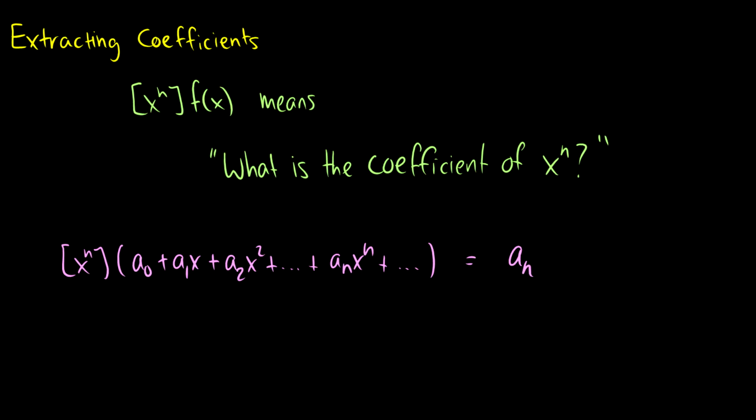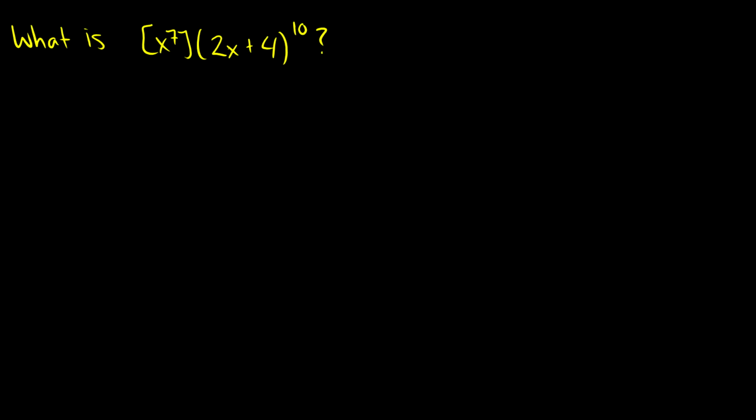So what we do is we put this in little square brackets and we say this is the coefficient of x to the n. So if we take a look at the coefficient of a regular power series, then if we want the coefficient of x to the n, then our output is going to be a sub n, because that is the coefficient of x to the n. So pretty simple definition, not too bad.